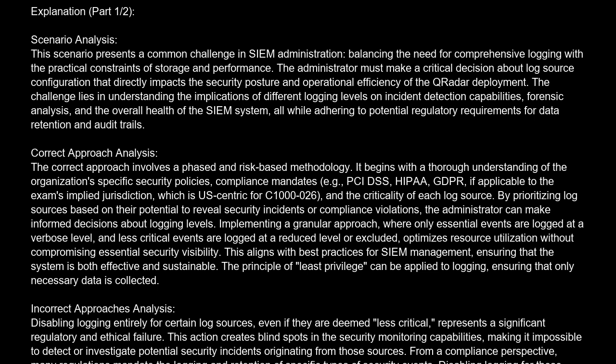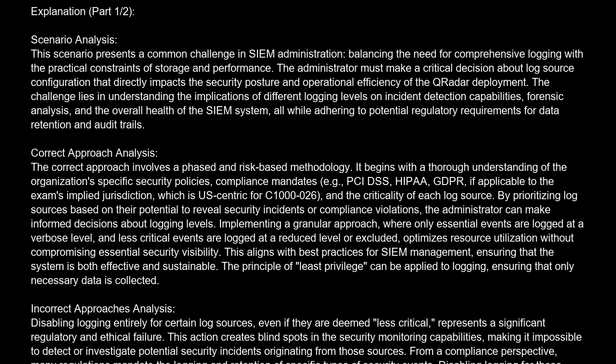decisions about logging levels. Implementing a granular approach, where only essential events are logged at a verbose level, and less critical events are logged at a reduced level or excluded, optimizes resource utilization without compromising essential security visibility. This aligns with best practices for SIEM management, ensuring that the system is both effective and sustainable. The principle of least privilege can be applied to logging, ensuring that only necessary data is collected.